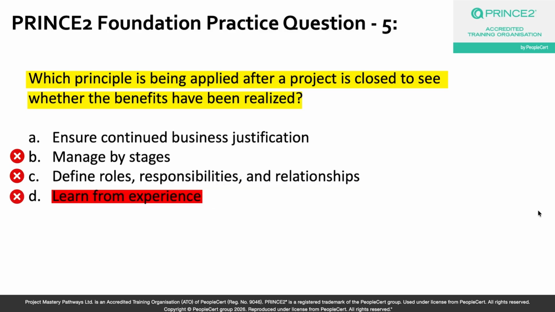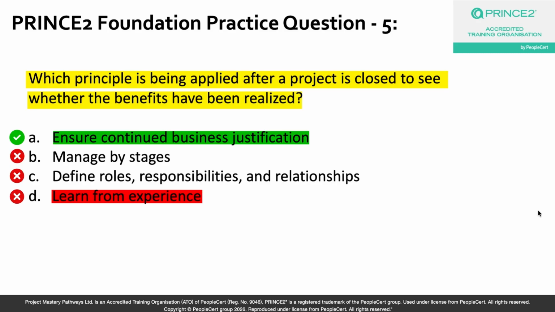So the correct answer to this question is option A, which is to ensure continued business justification. And here is what is very important for you to understand, okay? The ensure continued business justification principle does not stop when the project closes, okay? Very, very important. It extends into the post-project phase.